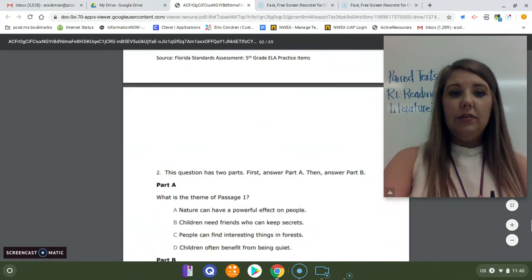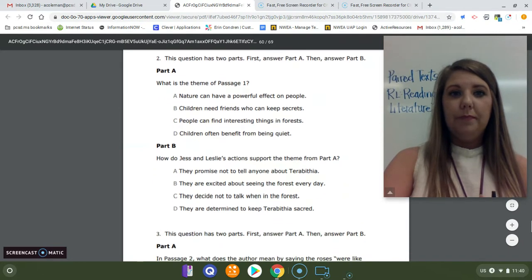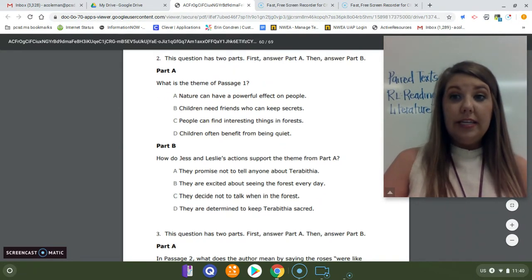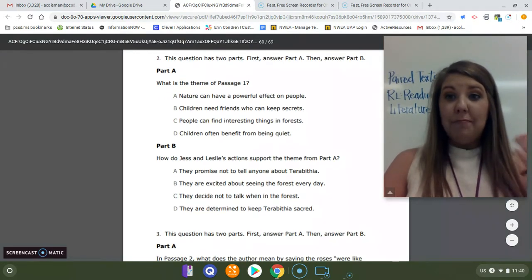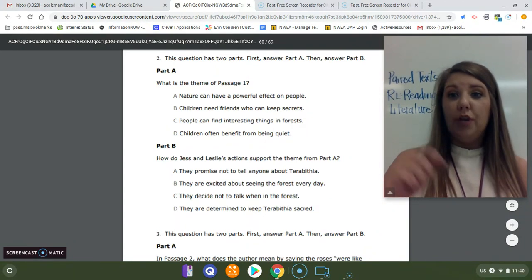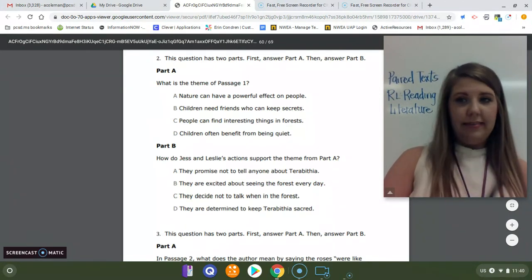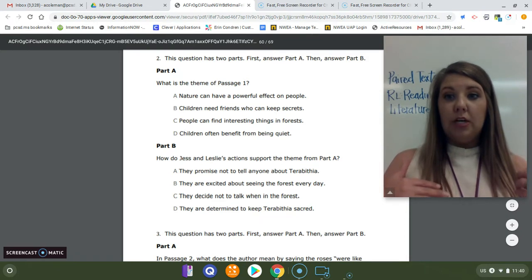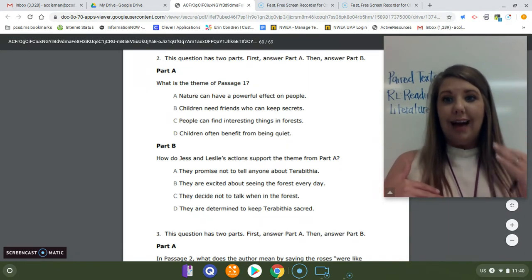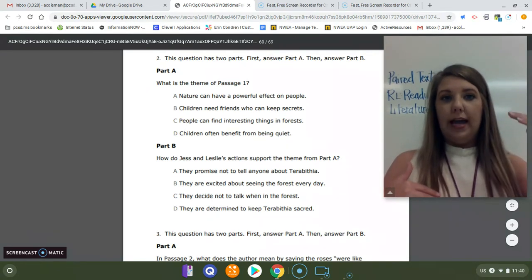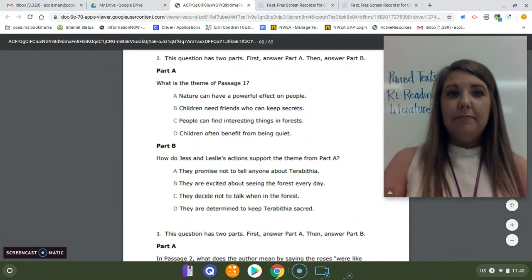Let's go down to number 2. The first thing we notice is this is a part A, part B. You want to make sure that you note that. Write that down or highlight that. This is a part A, part B question. That part B has got to be linked to that part A. Let's look at part A.